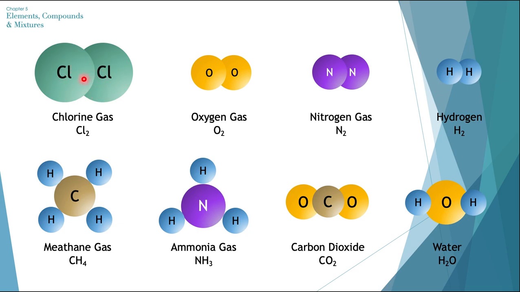A chlorine atom is different. That is written as Cl only. But if we write Cl2, then we're talking about the chlorine molecule. Two chlorine atoms join to form a chlorine molecule. The same is with the oxygen gas. Oxygen itself is an element, but the gas is a compound. It's because two atoms join to form this.